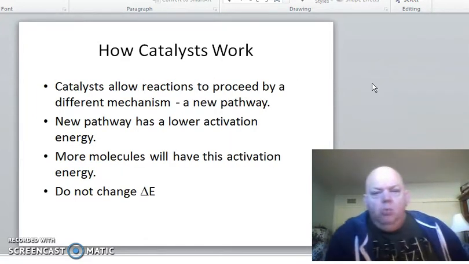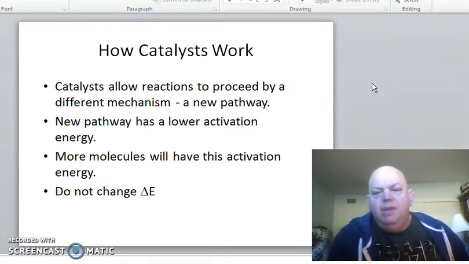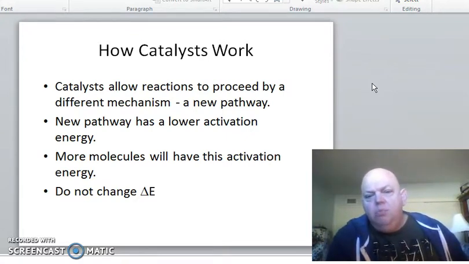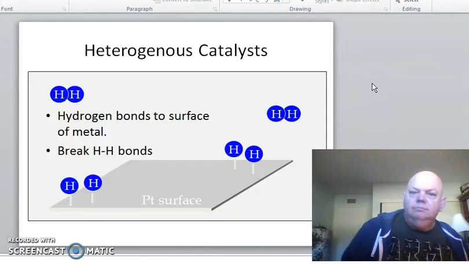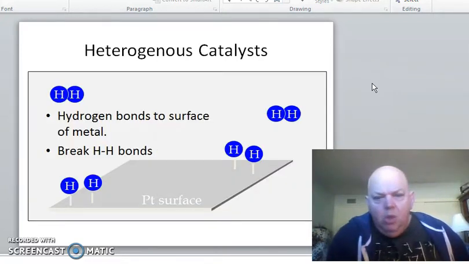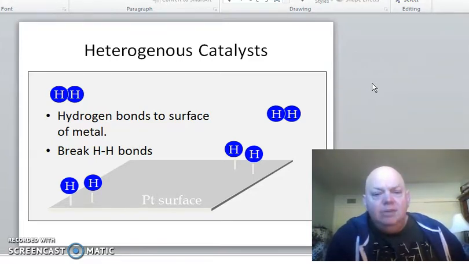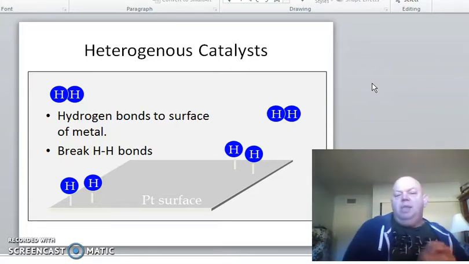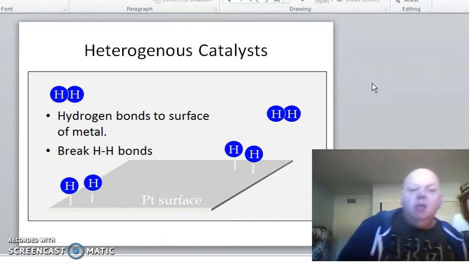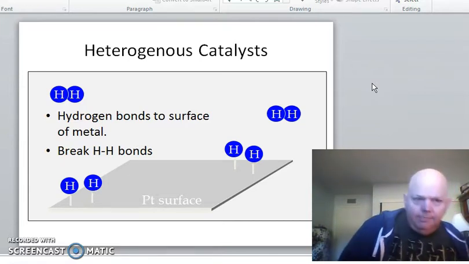So how do they work? Well, they allow the reaction to proceed by a different mechanism, and that would be a new pathway. Now, that new pathway has a lower activation energy. More molecules will have this activation energy. You don't change the delta E, not really. So here's an example where we have hydrogen bonding to the surface of platinum. That's what Pt means. Now, when the hydrogen gas bonds to the surface of the platinum, it actually breaks apart the hydrogen bonds.